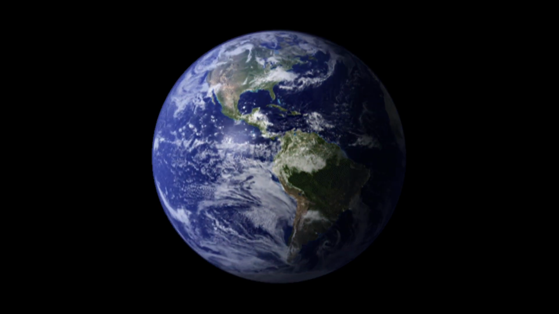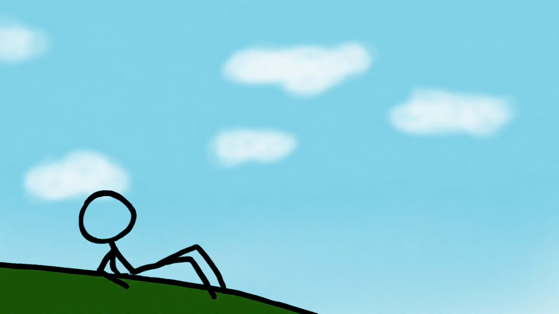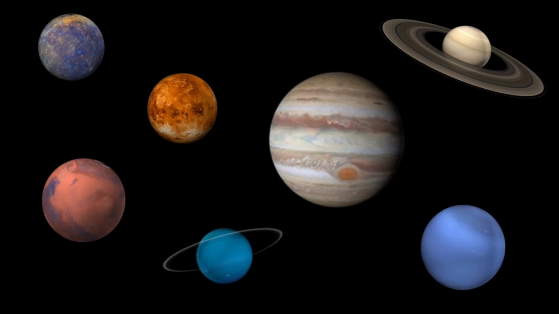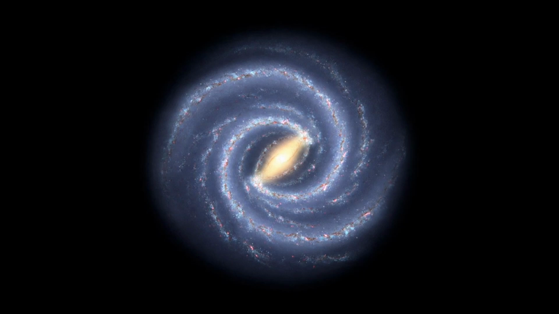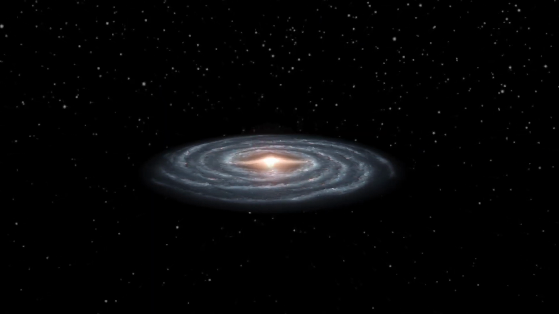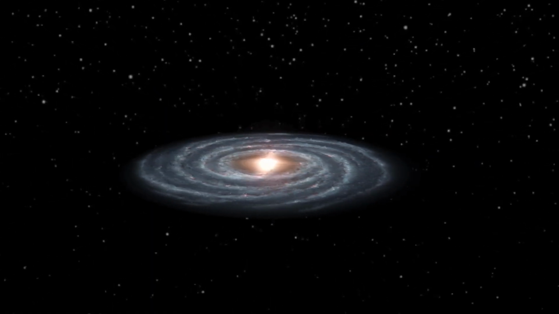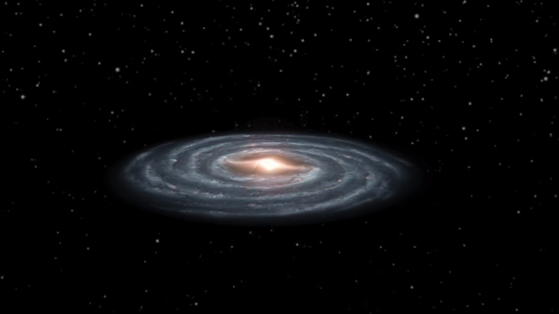Every 24 hours, Earth completes one full rotation on its axis. That's why we have day and night. Every other planet spins too. So do stars, asteroids, black holes, and even entire galaxies. But why does almost everything in the universe rotate? To answer that, we have to go back to how these objects are born.